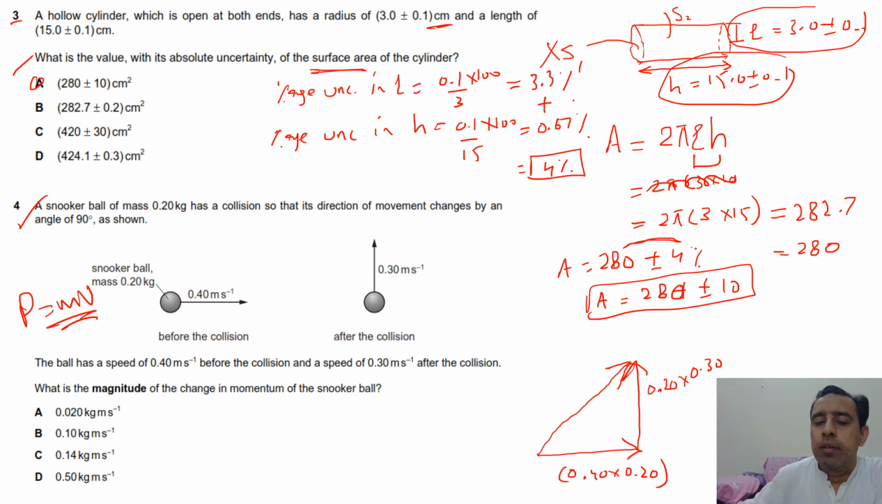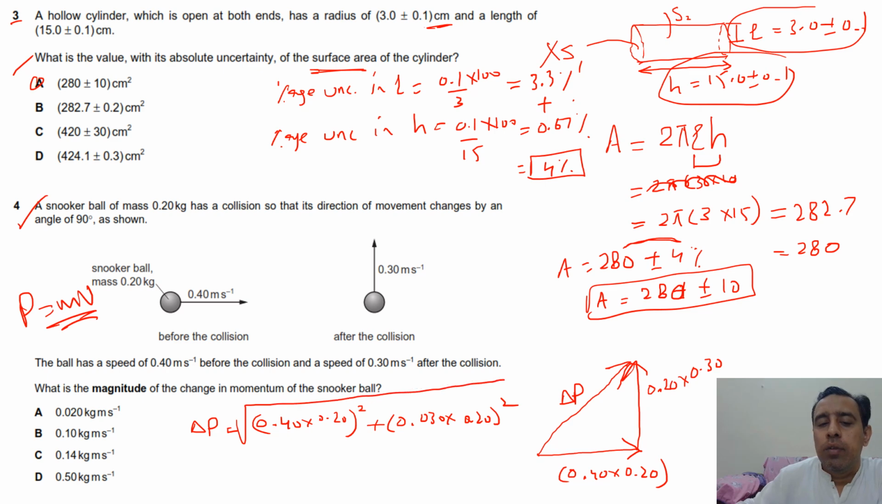So by using the Pythagoras theorem, you may write it as delta p. So the delta p is 0.40 into 0.20 square, the square of the momentum vector, plus 0.30 into 0.20 square, and the under root of this will give you the answer. So after calculation, the answer is 0.10 kg.